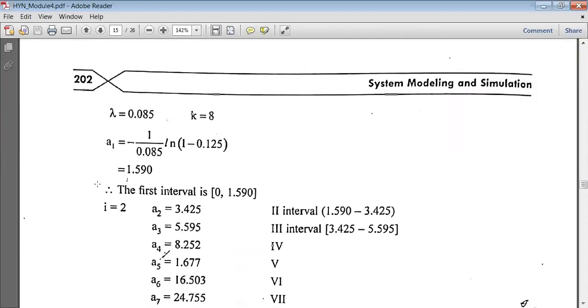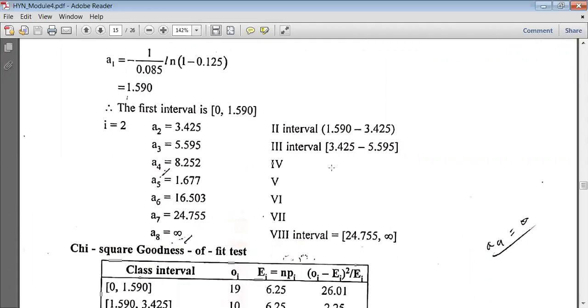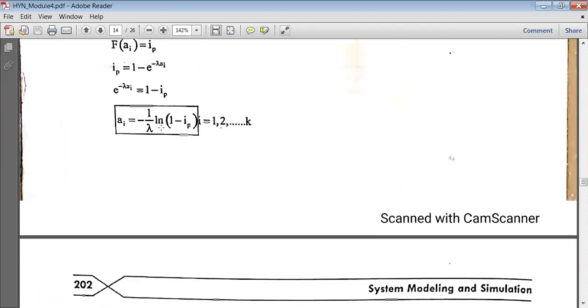The first interval is from 0 to 1.5. The same way we have to find the second interval. So a2 will be equal to minus 1 by lambda ln of 1 minus p into i, where i will be equal to 2. Substitute that, and you will get the second class interval, which starts from 1.5 to 3.4. For the third interval, it will be from 3.4 to 5.5. Just make use of this formula, that's all. P is nothing but 1 by 8, which is 0.125.